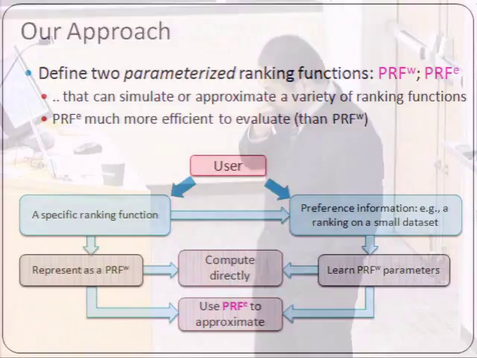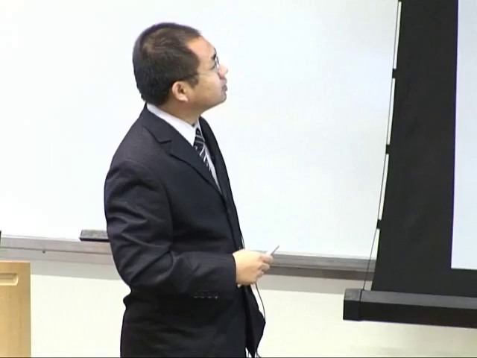Our proposal is that different users may have different preferences, and different preferences may imply different ranking functions. Therefore, we define parameterized ranking functions. We define two classes of parameterized ranking function, PRFW and PRFE, which can be controlled by a parameter. When we change the parameter, it can achieve different user preferences. This parameterized ranking function also generalizes most of the previous ranking functions. We'll see why later. One thing to note is that PRFE is much more efficient to evaluate.